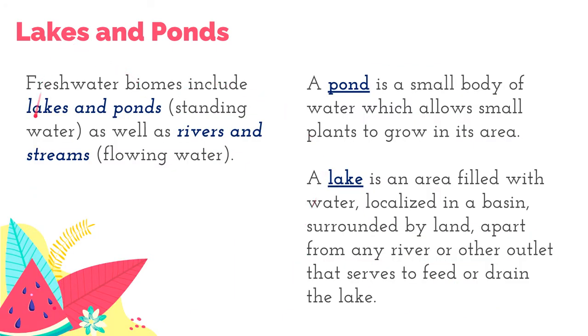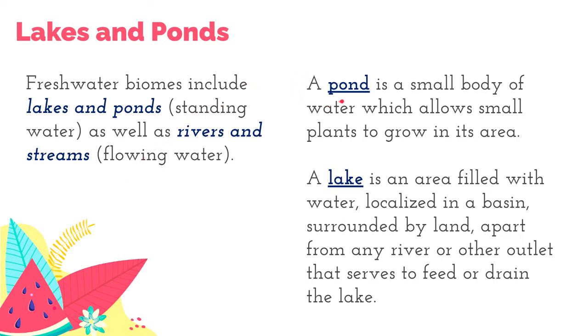So lakes and ponds are mostly standing water, or still water. Compare that to rivers and streams, which are flowing water. So for lakes and ponds, there's no current, while for rivers and streams, there's a current, there's flowing water.